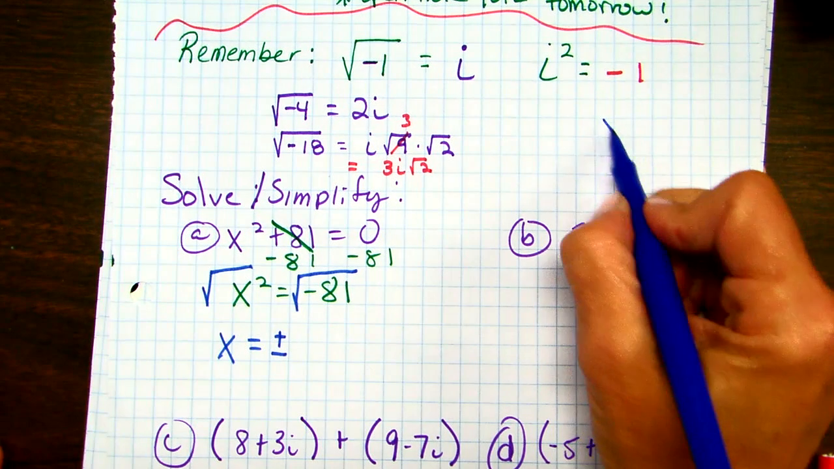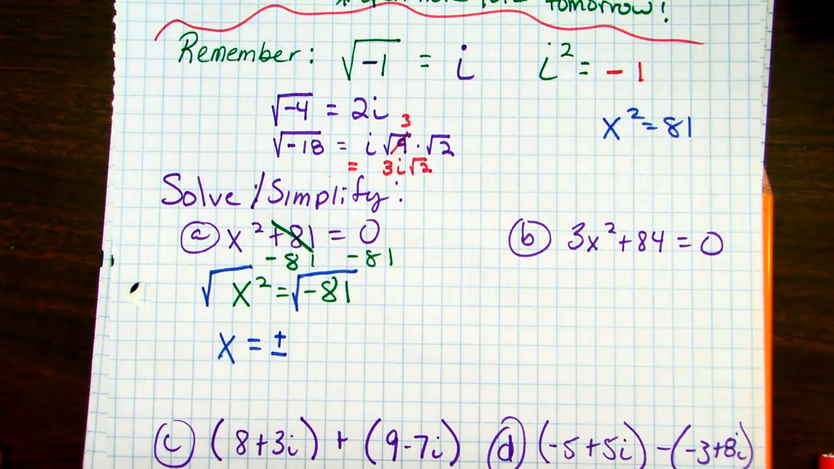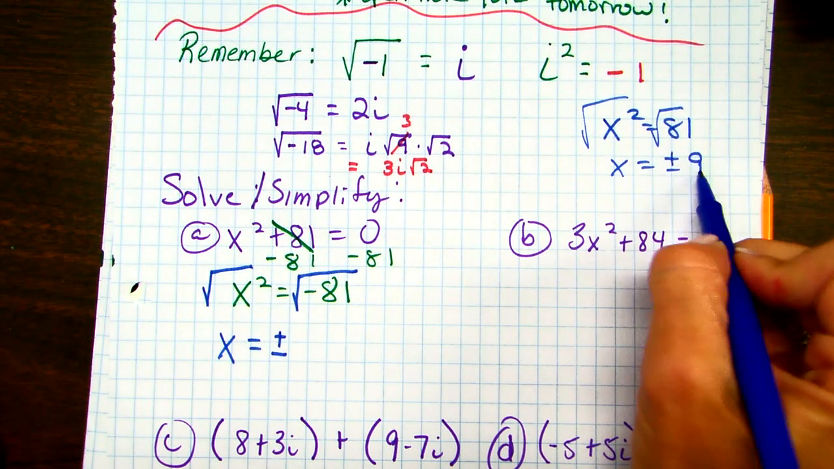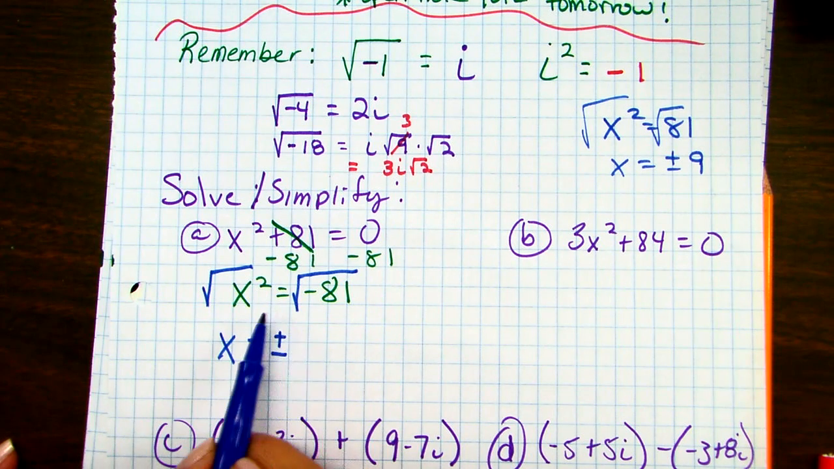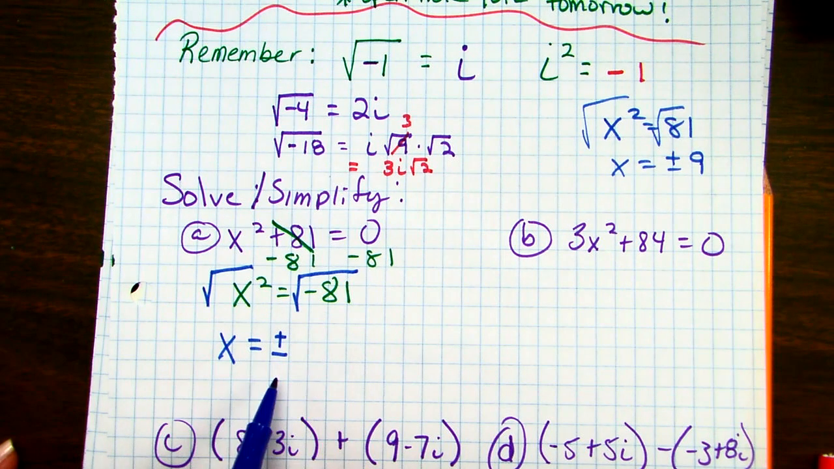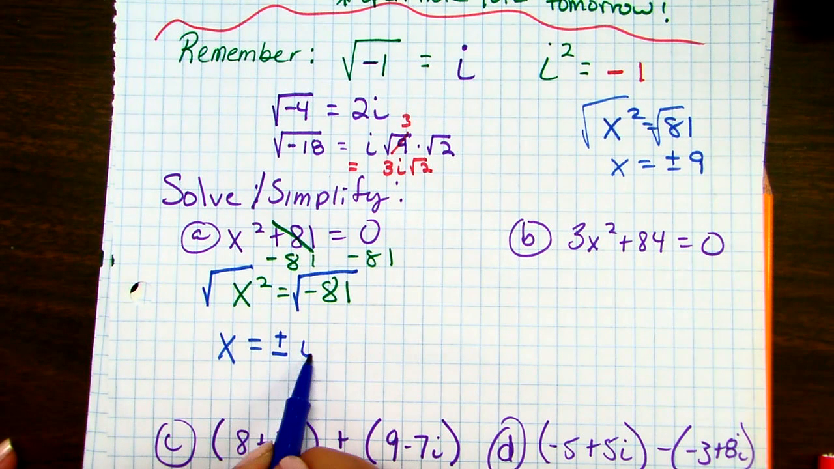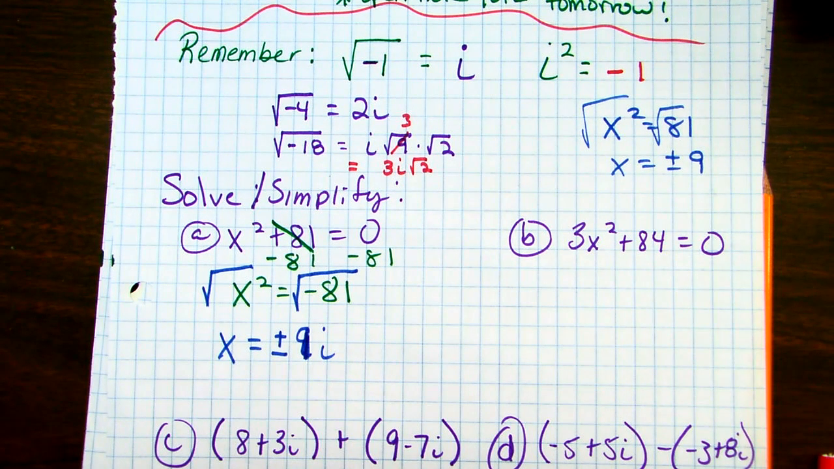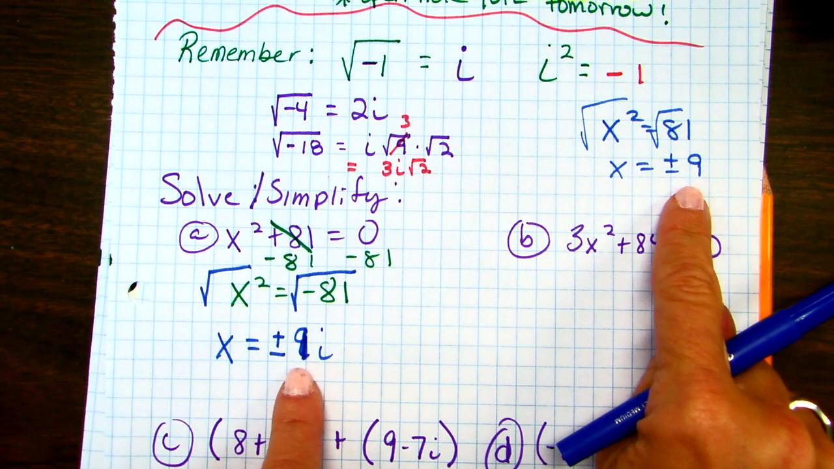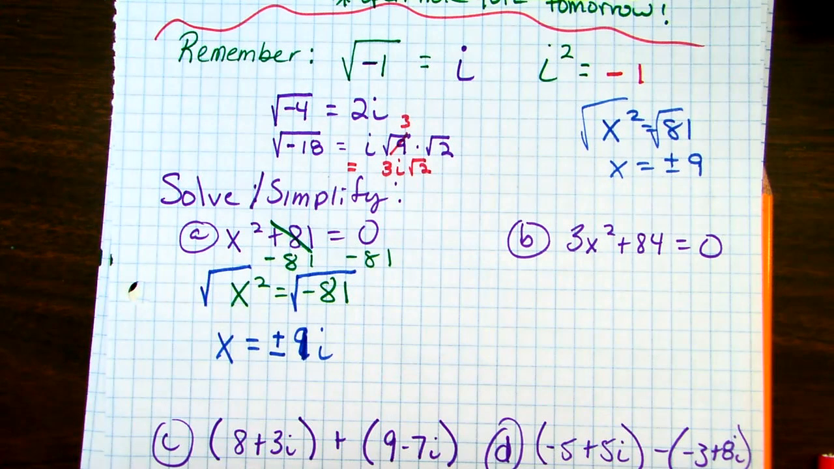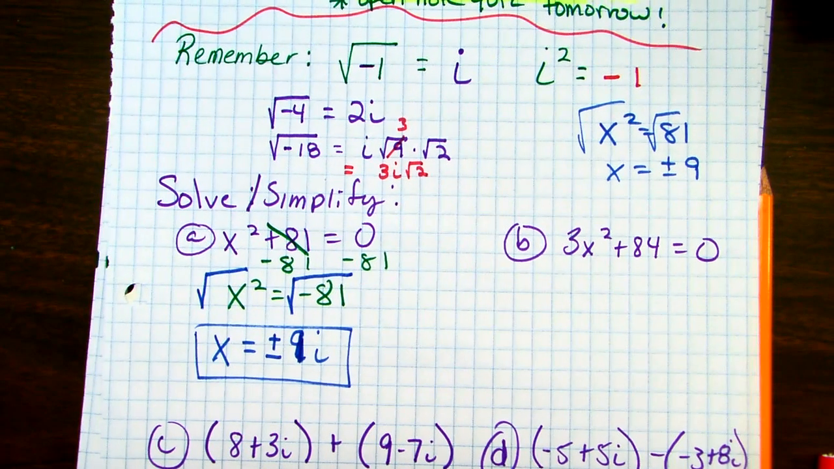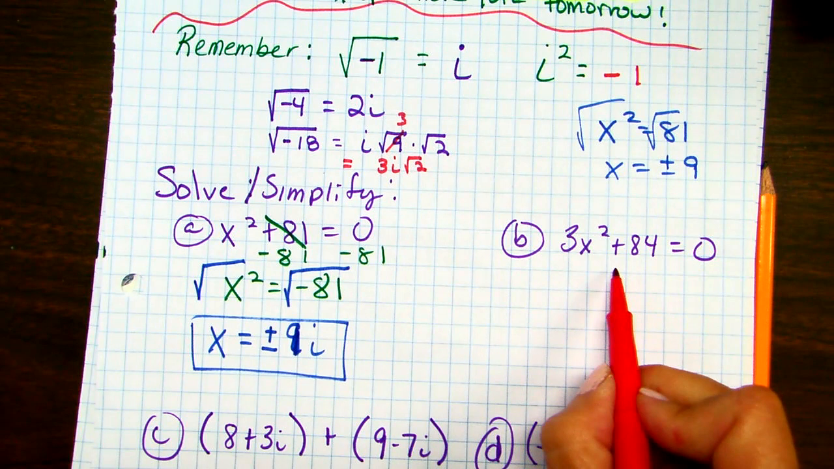Remember, we did ones that were like this. If you had this just positive, you'd say, okay, square root of both sides, you get plus or minus 9. When we do the square root of -81, we get plus or minus 9i. Remember, a negative under the radical, it's the same thing. 9 here, we get 9 the same thing, but with the negative, it becomes an i. So it's plus or minus 9i. Okay? Let's do another one.